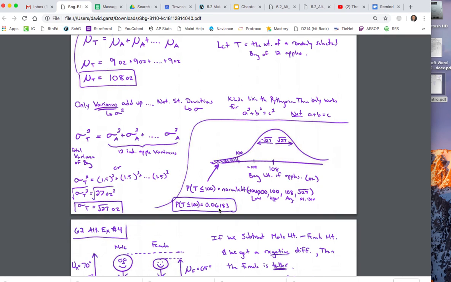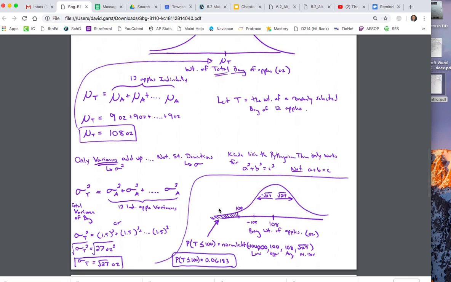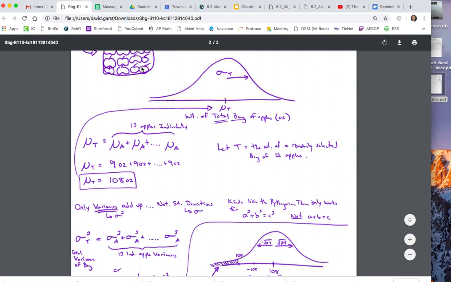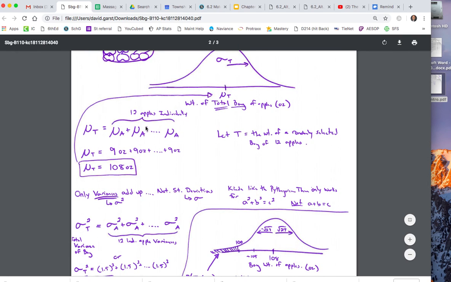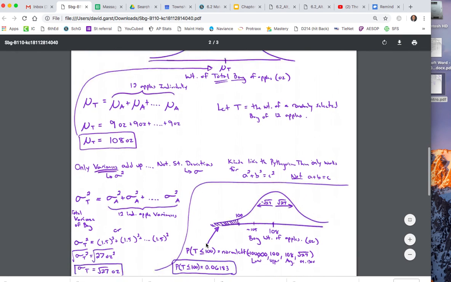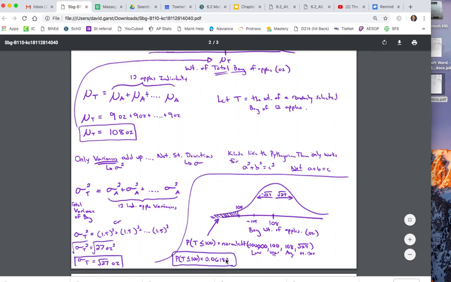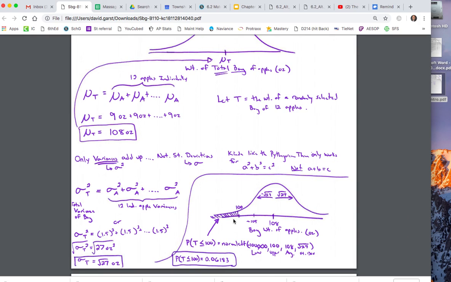So if you were an apple manufacturer making bags of apples and you put 100 ounces on the bag, saying this bag weighs 100 ounces, well, just based on how the apples vary, about 6.18% of the time your bags are not going to weigh 100 ounces. They're going to be less. And that would be a problem because that is happening more than 5% of the time. So that would be an issue for this manufacturer.